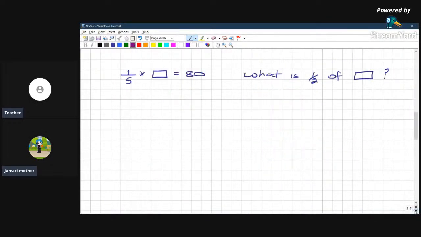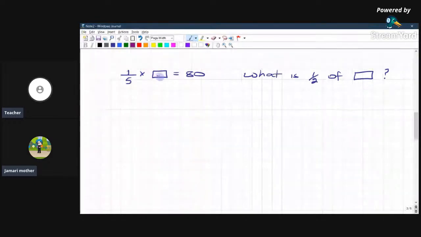Next one. All right. This one says if 1/5 of my money is $80, what is 50% of my money? So again, a fractional problem. I'm going to use this now as my variable. I don't know what this is, right? So 1/5 of some money that I don't know how much it is, $80.